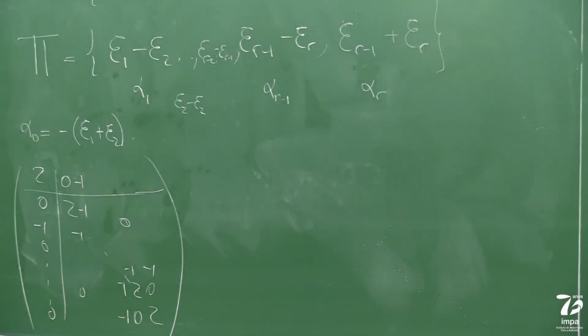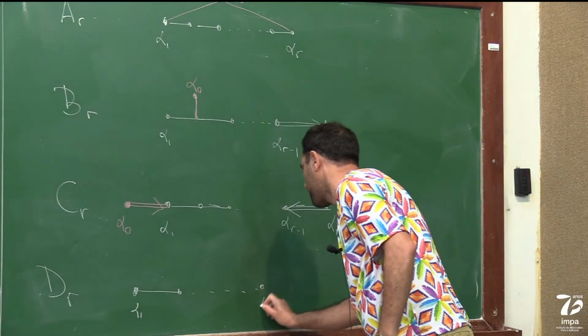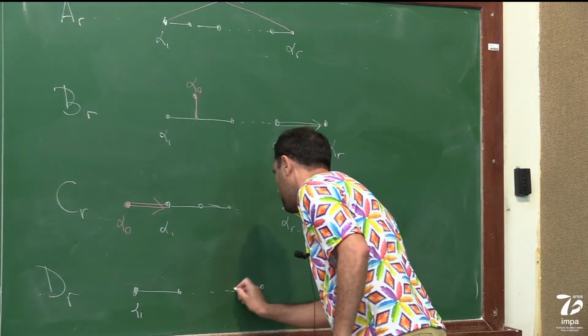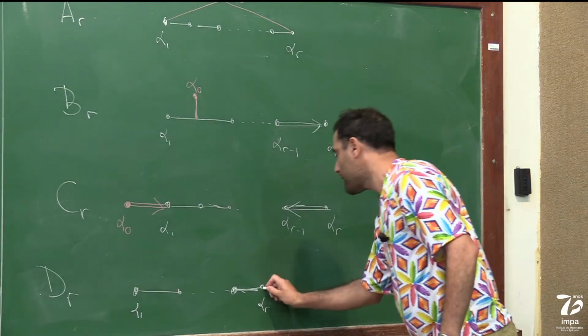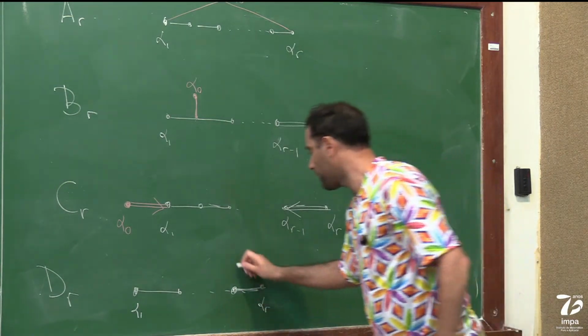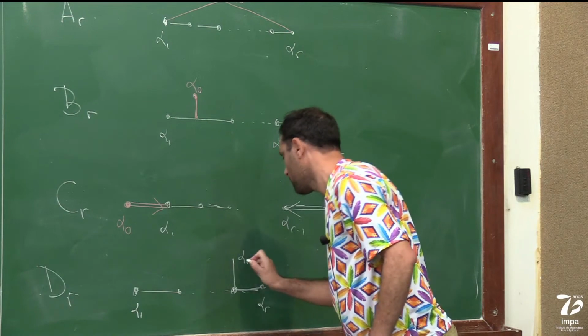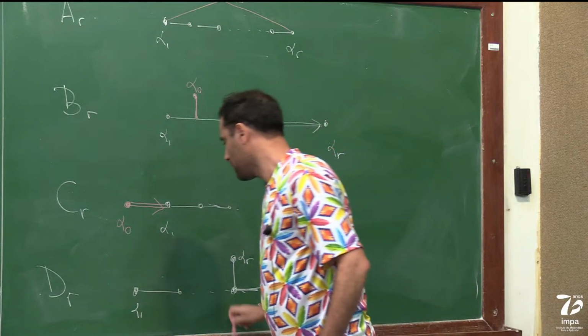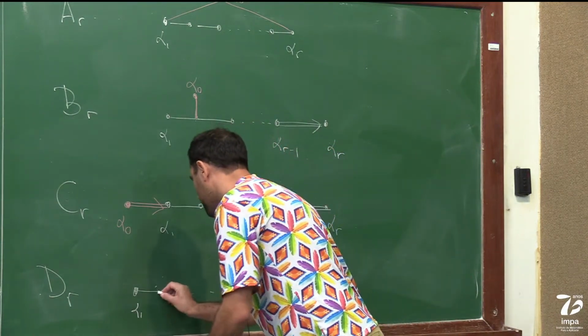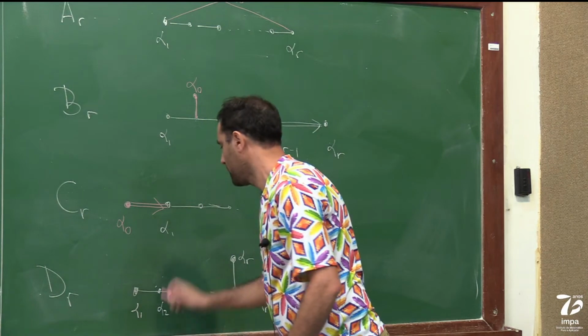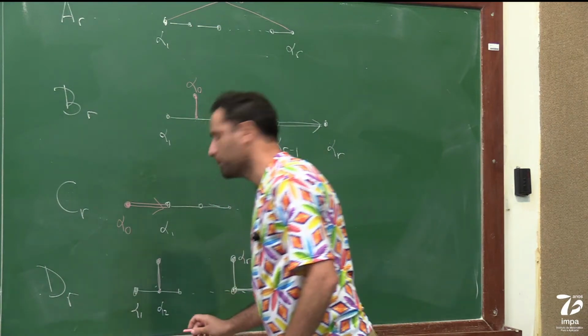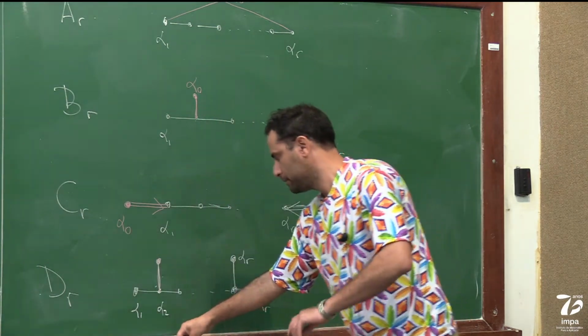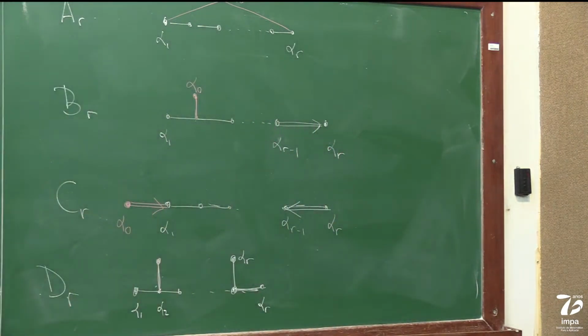Let's do it here. So D_r looks like this. You have alpha 1 up to alpha r minus 1, which is always of type A. Then alpha r is not connected with this one, but is connected with that one. So that's D_r, and the extended diagram has alpha 0, which is connected to alpha 2.